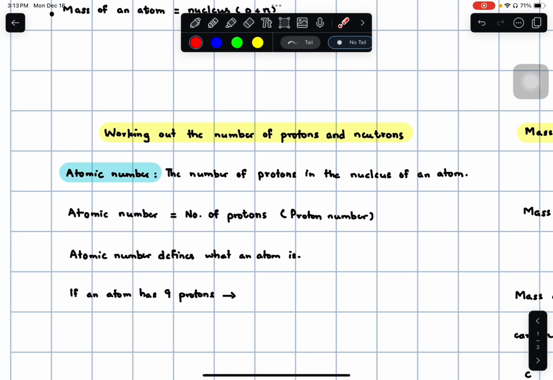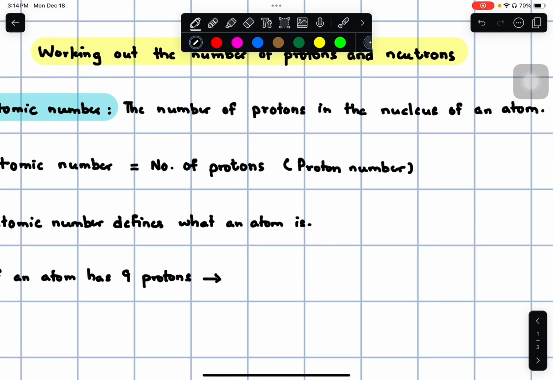And again, the number of protons does not change during chemical reactions. Only electrons are transferred or shared. That's why we can say that the atomic number defines what element we have. For example, if an atom has 9 protons, that element is always going to be fluorine.